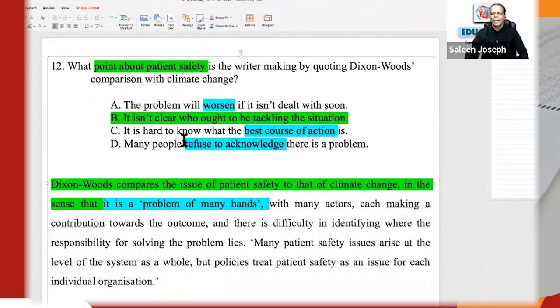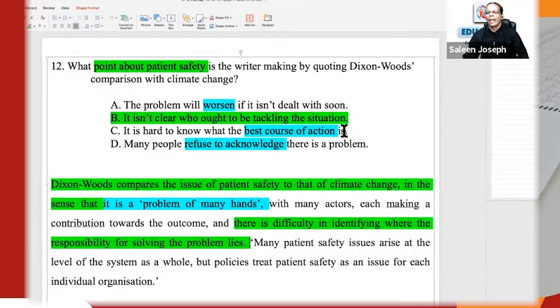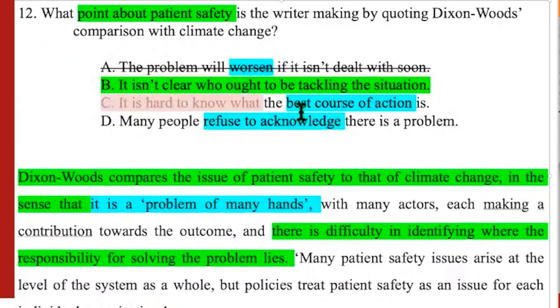Now, with many actors, many hands is explained: many actors, each making a contribution towards the outcome. And there is difficulty in identifying where the responsibility for solving the problem lies. Means who has to do it. It is not clear who ought to be tackling the situation, who has the responsibility of solving the problem. So it repeatedly explains the second option.